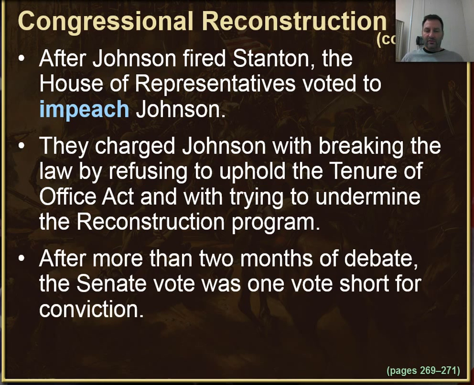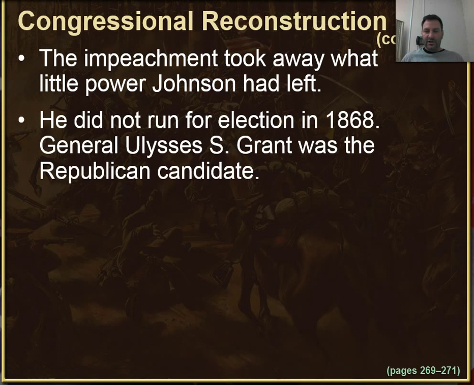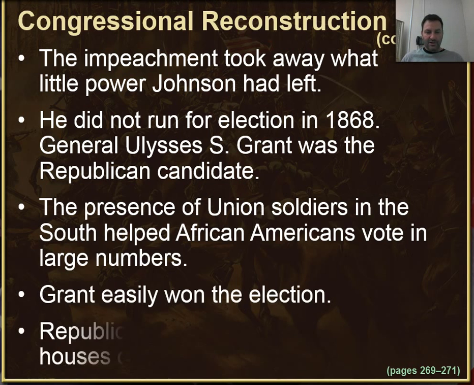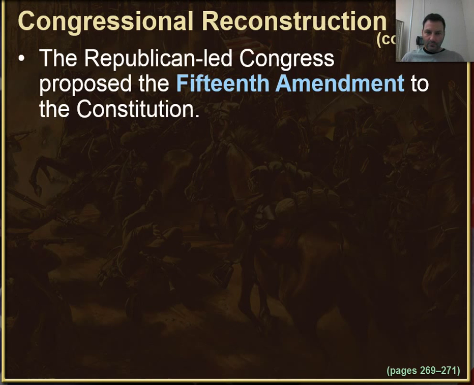After more than 2 months of debate, the Senate vote was 1 vote short for conviction. The impeachment took away what little power Johnson had left. He did not run for election in 1868, and General Ulysses S. Grant was a Republican candidate. The presence of Union soldiers in the South helped African Americans vote in large numbers. Grant easily won the election, and Republicans kept majorities in both houses of Congress.